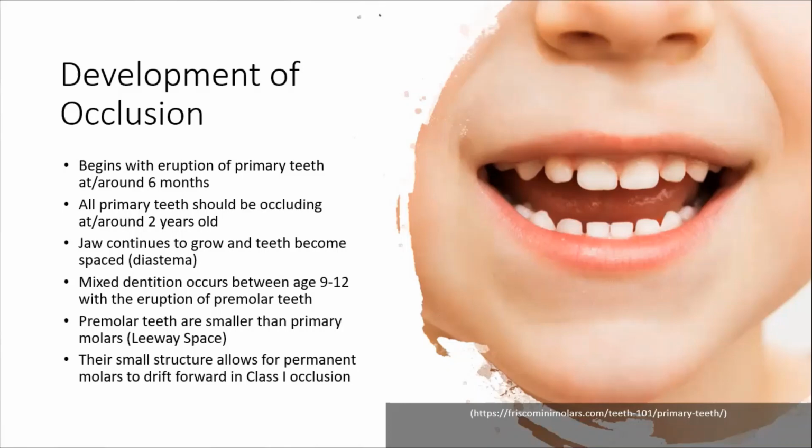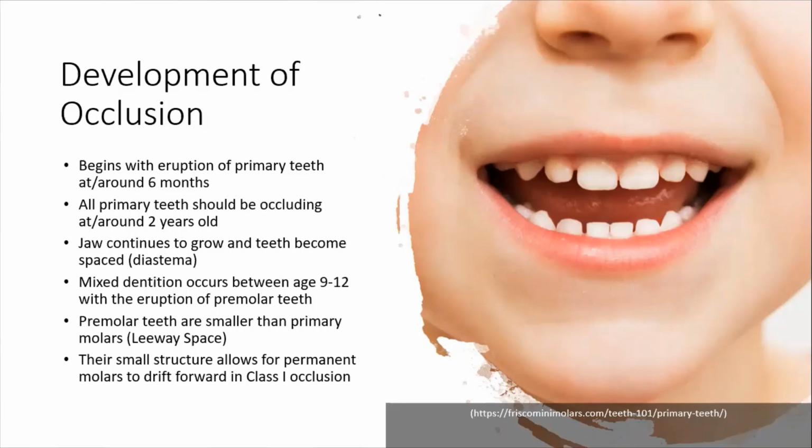And this is when your first primary molars should be fully erupted. And in some cases, like my daughter at 24 months or 2 years old, she even had her second primary molars. And over time, the jaw continues to grow and the teeth become spaced, which we know is called diastema.